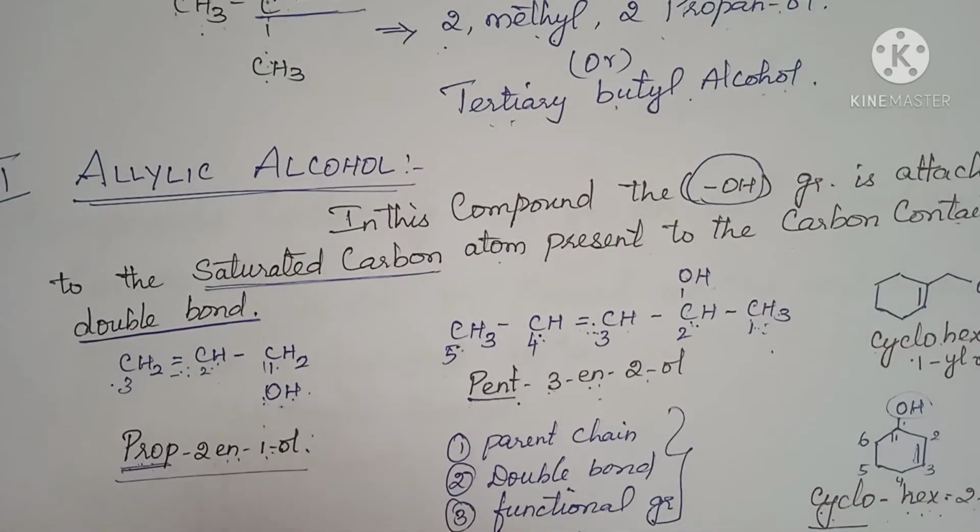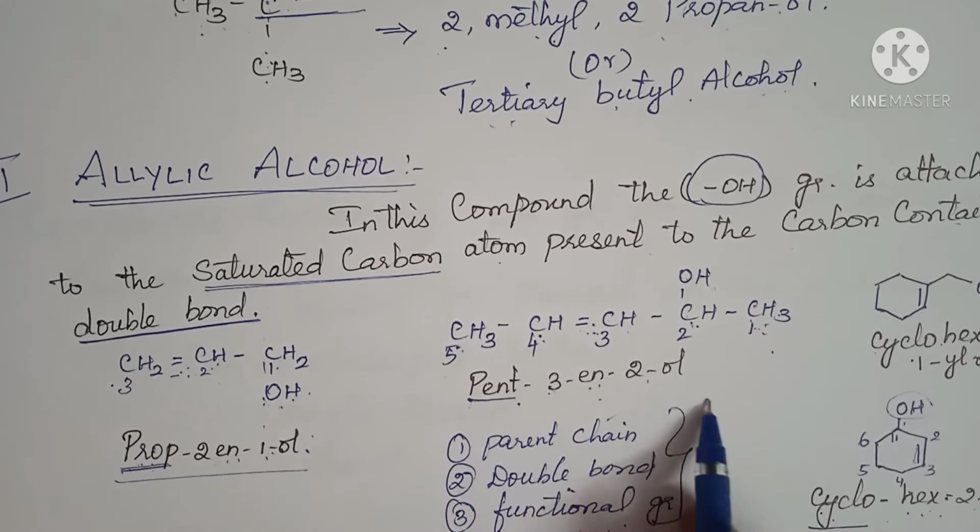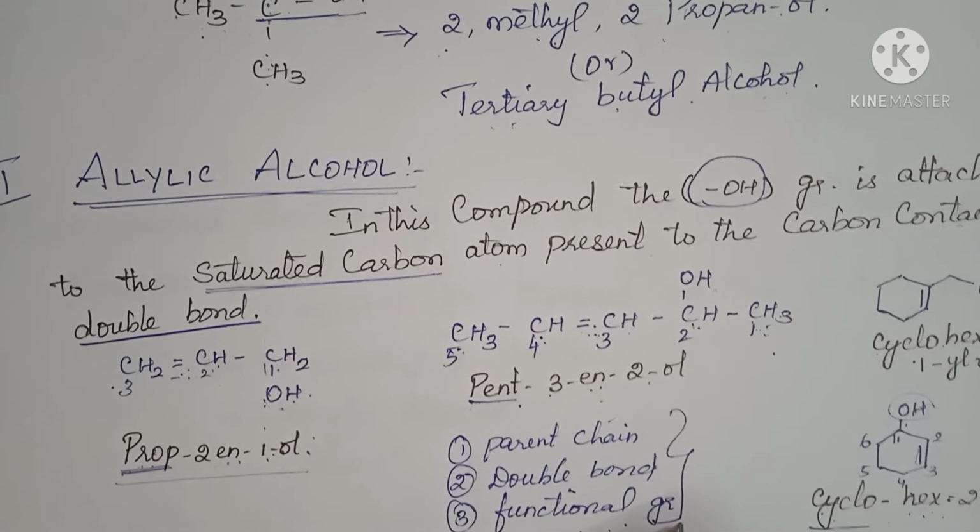So whenever you are giving the IUPAC name, first thing, the parent chain you have to check; second thing, where the double bond is available you have to check; then third, the functional group you have to check. According to that, when you are giving the name, wherever the functional group is, next to that carbon, there you have to give the numbering system. After giving the numbering system, you have to write according to this format. Hope you got clear with that.